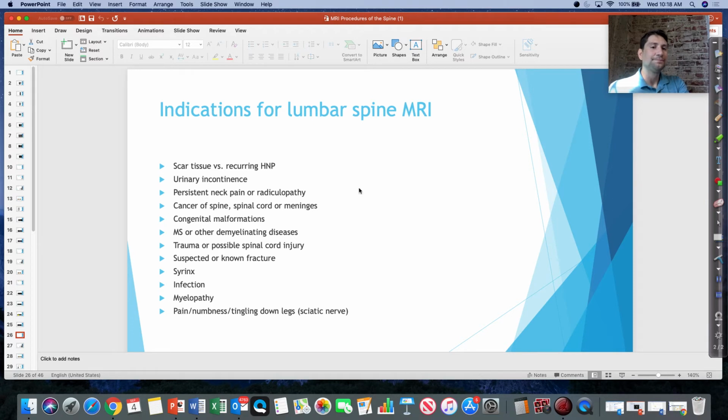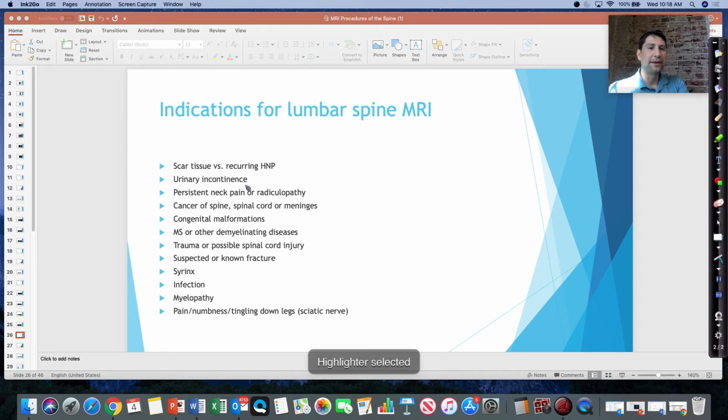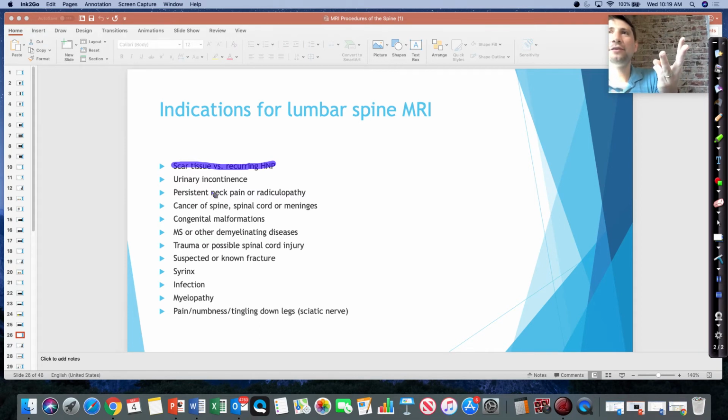Indications for L-spine. Much the same pathology, but I want to highlight the main ones that you really need to know, especially for the tests. Scar tissue versus recurring herniated nucleus pulposus. You're really only going to give contrast on an L-spine if they've had prior surgery, infection, or any type of tumor. So if it's their first time to get an L-spine, typically you're not going to give contrast. But if they've had prior surgery, it could be metal, or it could be a laminectomy where they didn't put metal in, you're going to be giving contrast, because sometimes they're trying to differentiate between whether scar tissue is causing the pain, or whether that herniation recurred.